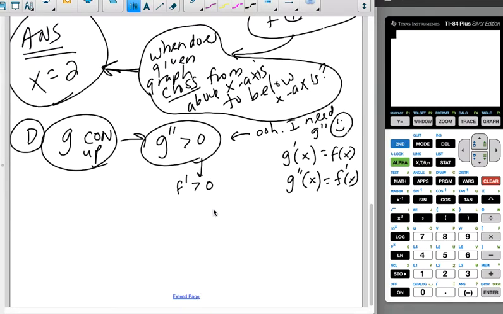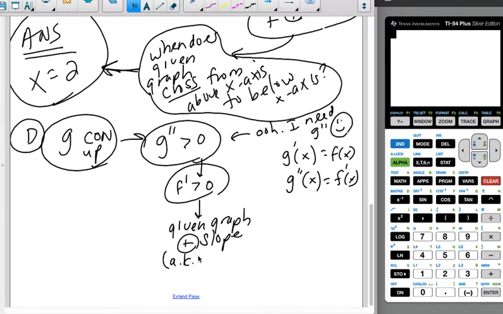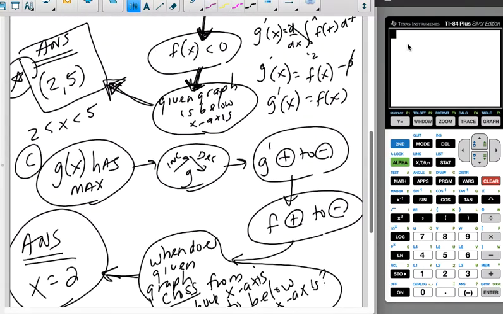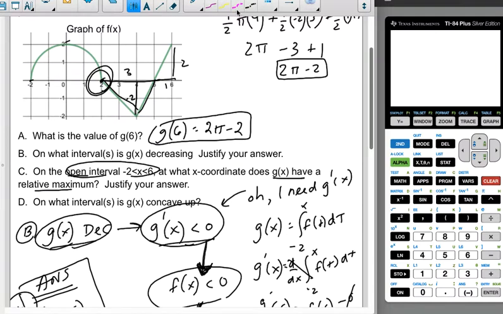meaning I'm looking for where f prime is greater than 0. What that means with my eyeballs is that I'm looking for where the given graph has a positive slope, meaning the given graph is increasing, right? So I go up here and I look and I say, okay, cool. Well, the given graph has a positive slope here and here. That's it. So I say from -2 to 0, because I want the x coordinates, so -2 to 0, and from 4 to 6. Those are the windows I want.